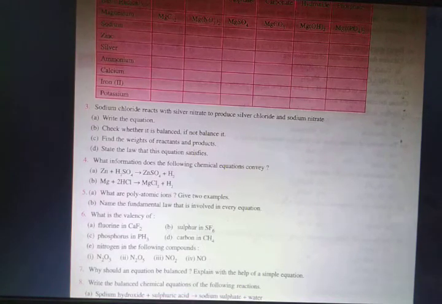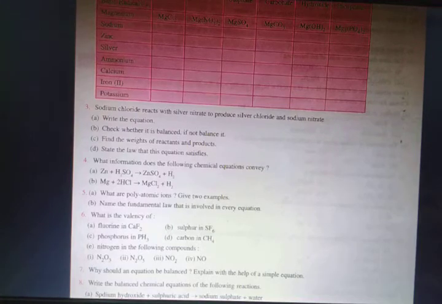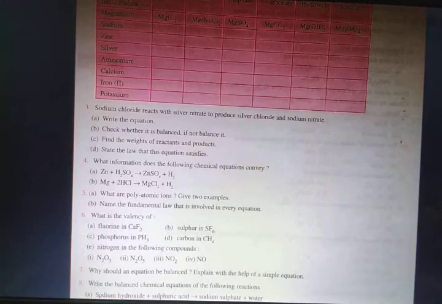Why should an equation be balanced? Of course, once again the same rule, otherwise it will violate the law of conservation of mass, which cannot be done. So it needs to be balanced.